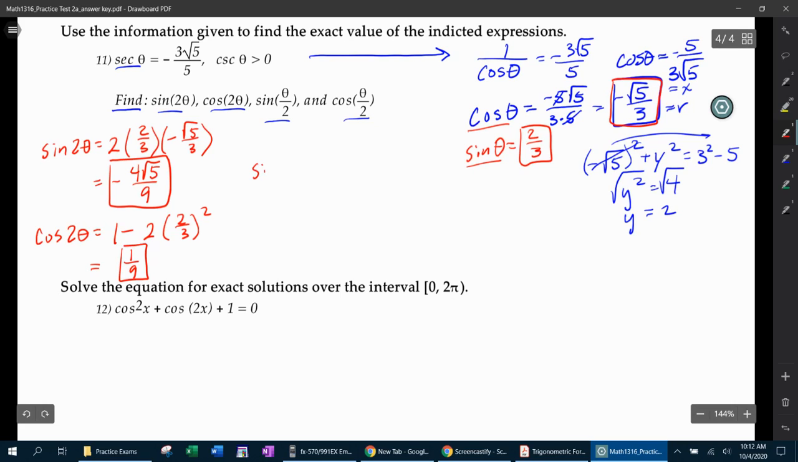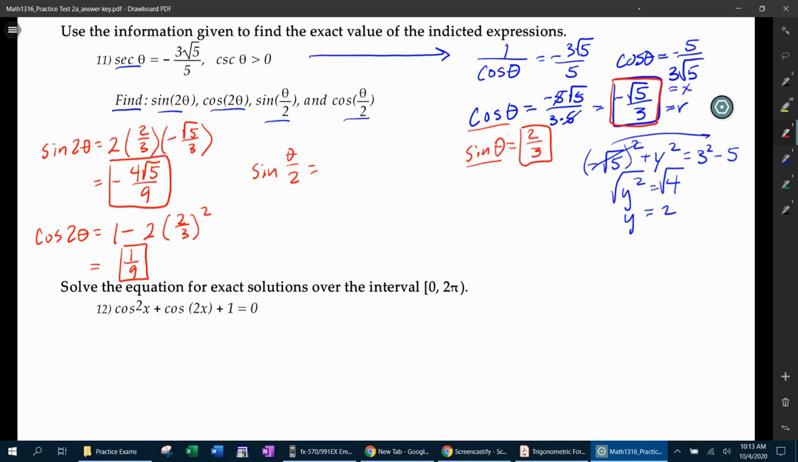Next, sine of theta over 2. Do we have a half angle formula for sine theta over 2? We sure do. It's plus or minus square root of 1 minus cosine theta over 2. Now, plus or minus, okay? So that means that we need to figure out what quadrant we're in so that we can know what that answer is going to be.